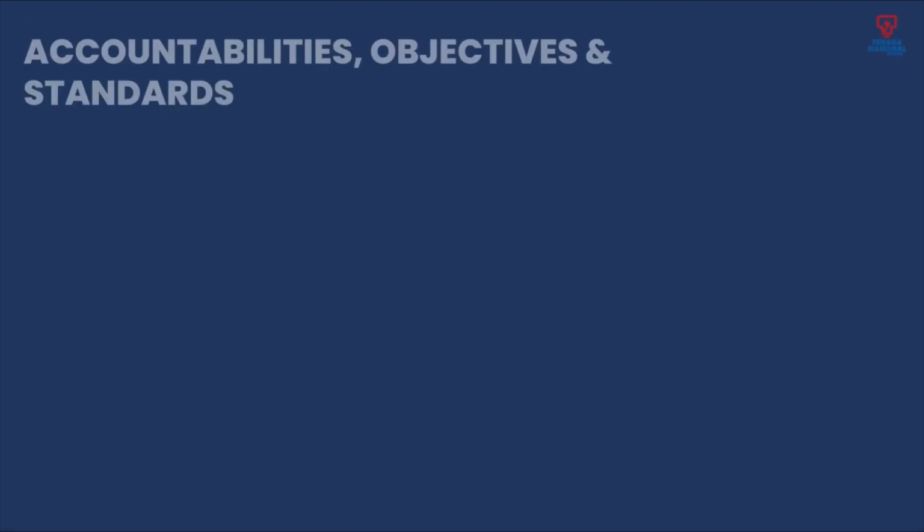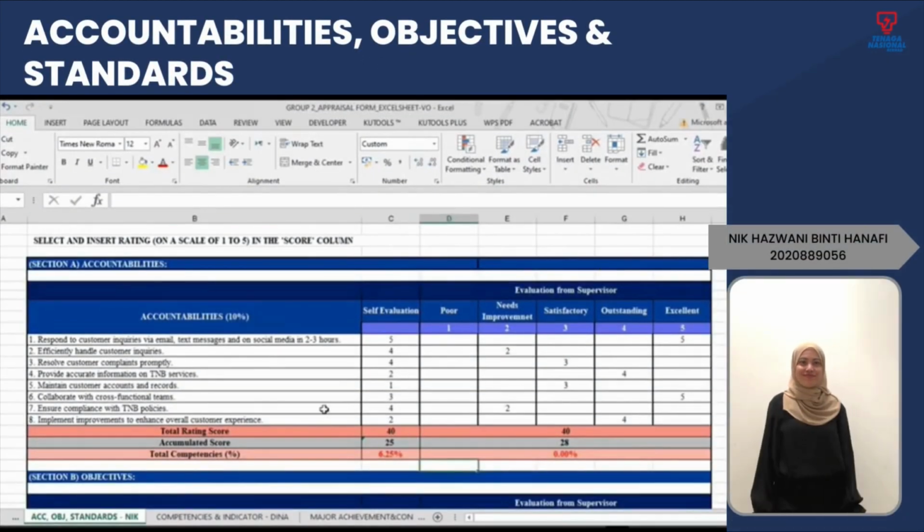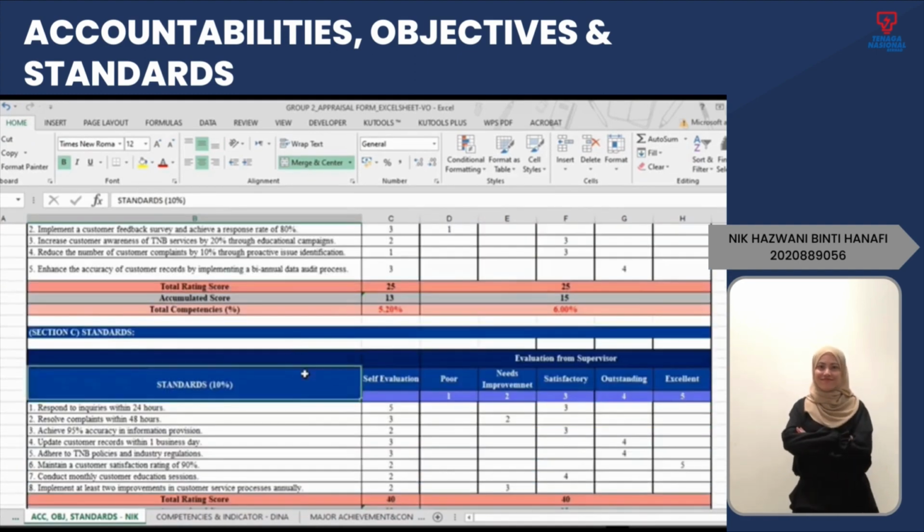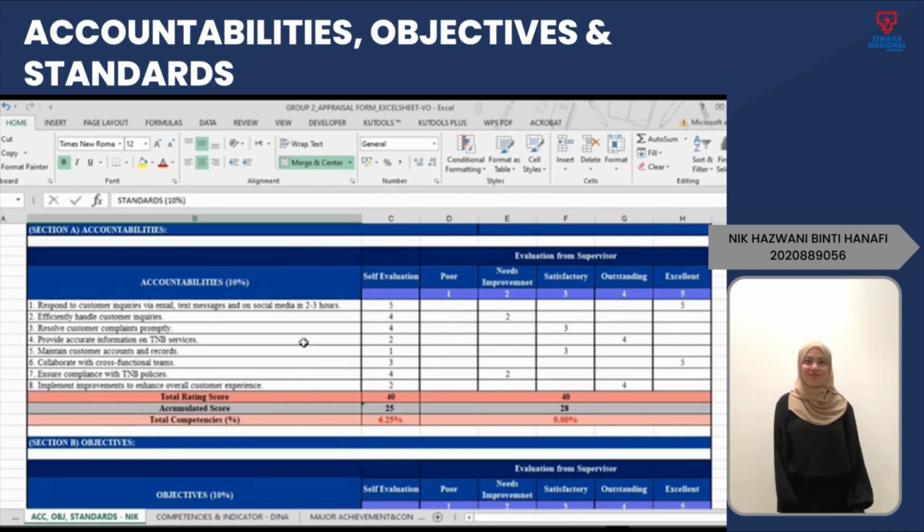Please stay tuned. Welcome to the demonstration of the TMB Employee Evaluation Form. In this case, we will explore three main sections: accountability, objectives, and standards. So let's dive in. Section A, accountabilities.